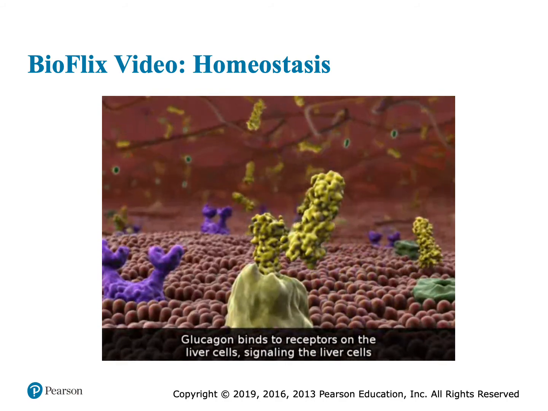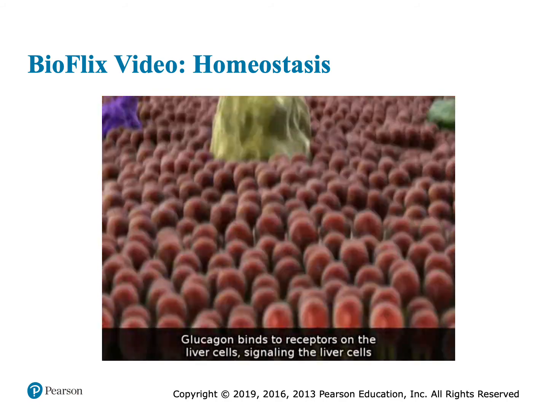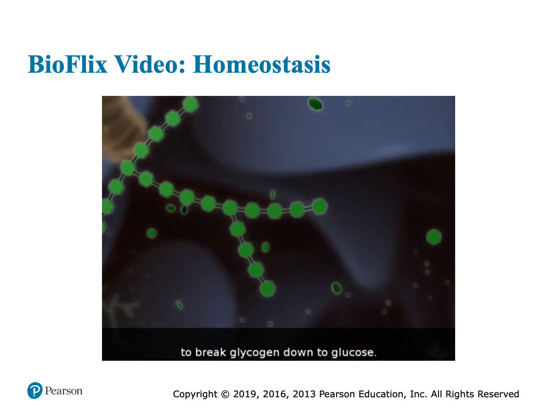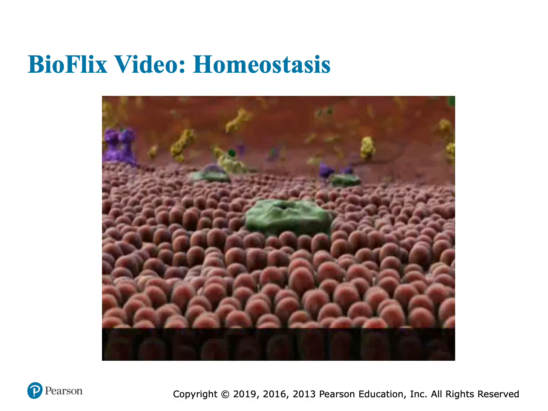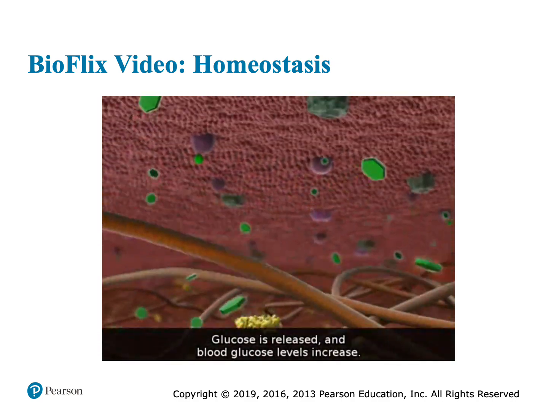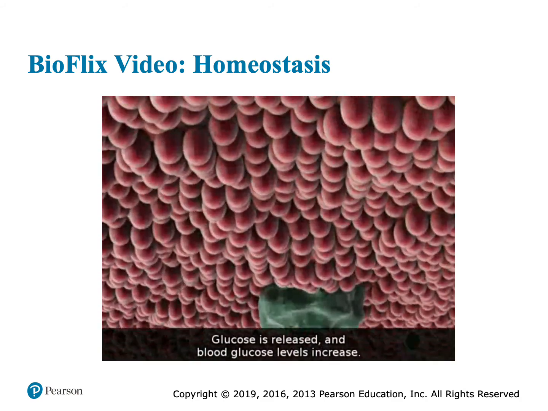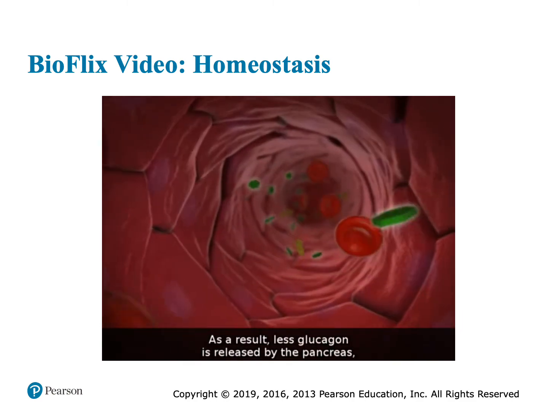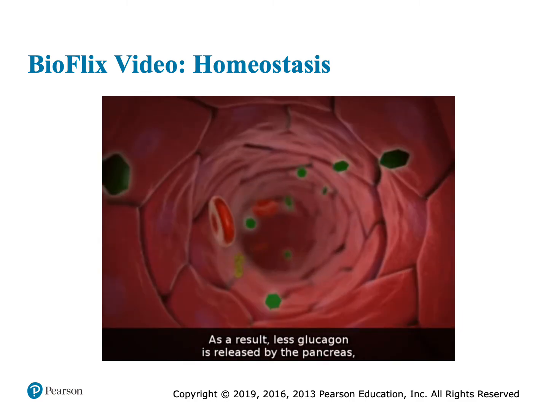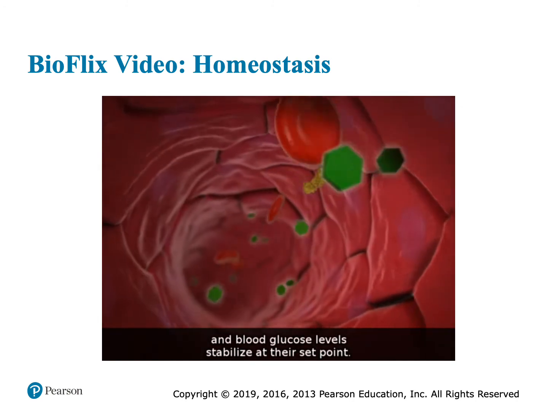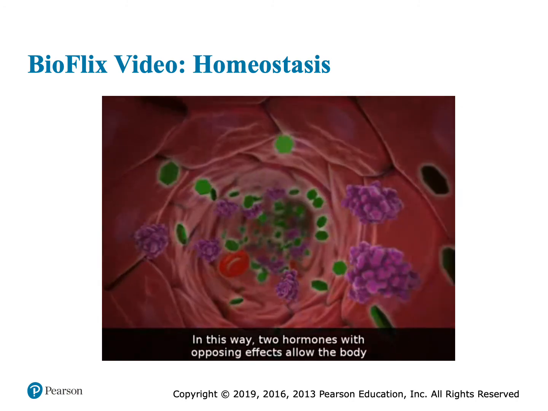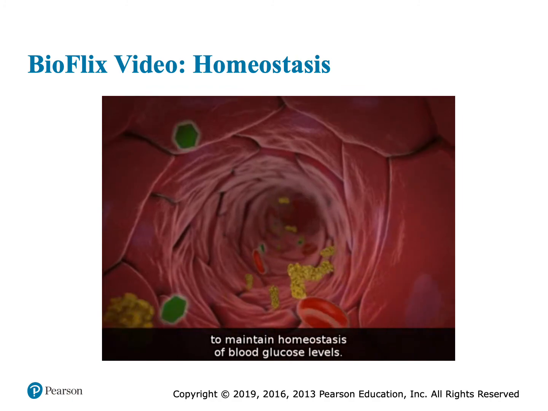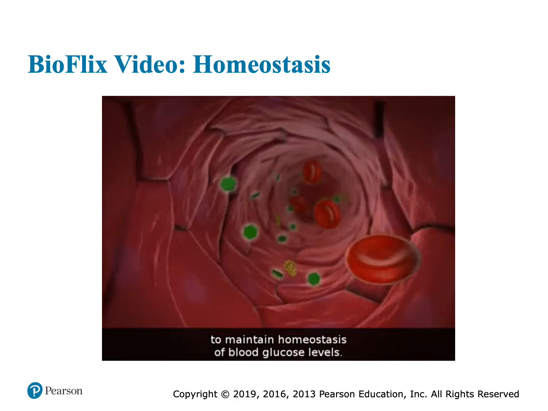Glucagon binds to receptors on the liver cells, signaling the liver cells to break glycogen down to glucose. Glucose is released, and blood glucose levels increase. As a result, less glucagon is released by the pancreas, and blood glucose levels stabilize at their set point. In this way, two hormones with opposing effects allow the body to maintain homeostasis of blood glucose levels.